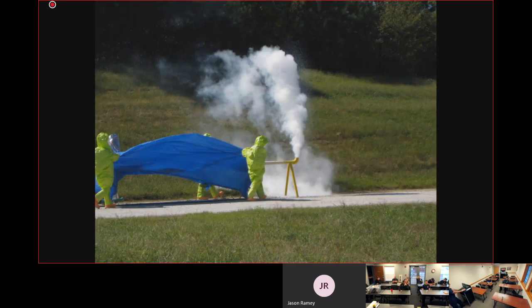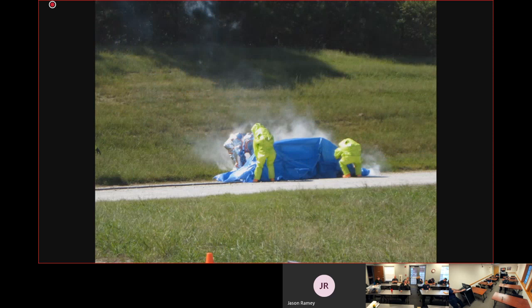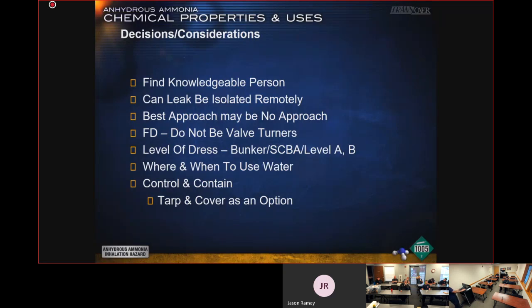Again, just another photo of how we can do that. Again, these guys are all on level A's. If we're making that approach, that's a pretty invasive approach, and we're going to be in level A's. So when we're talking about decisions and considerations for response, find a knowledgeable person. Again, maybe you have somebody who's really good at hazmat, or you're going to utilize the farmers, the workers, the delivery guys, the people that deal with it.